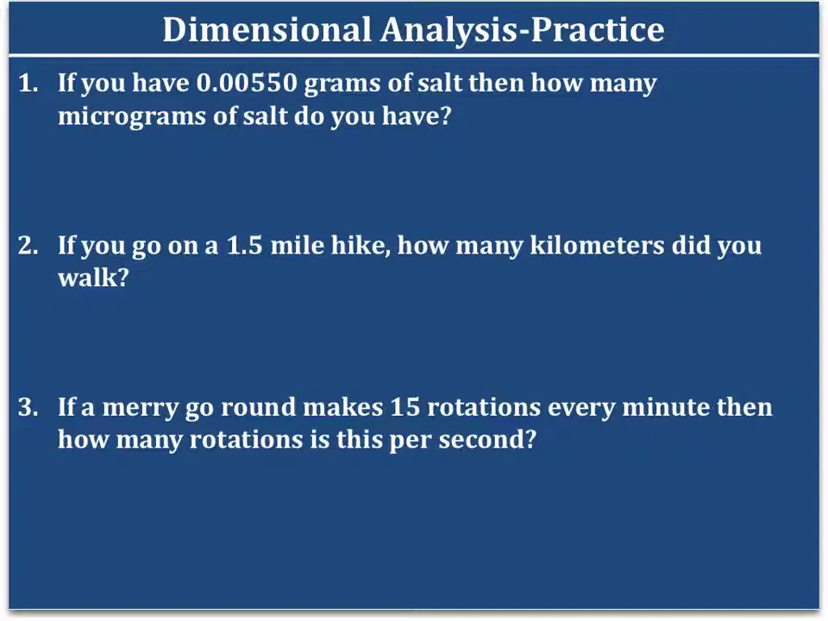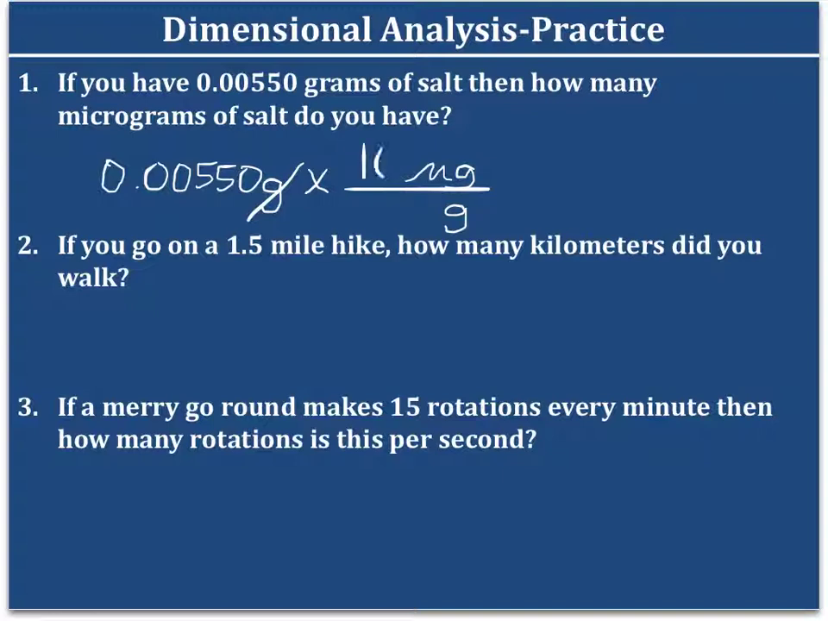So number 1, we have 0.00550 grams of salt. So I'm going to write that down. We want to know how many micrograms of salt do we have. So we know we want to get rid of grams, so it goes on the bottom. We want to get into micrograms, so it goes on top. Now there's a lot of micrograms in 1 gram. There's 10 to the 6th in 1 gram. Multiply those together and we get 5.50 times 10 to the 3rd micrograms.